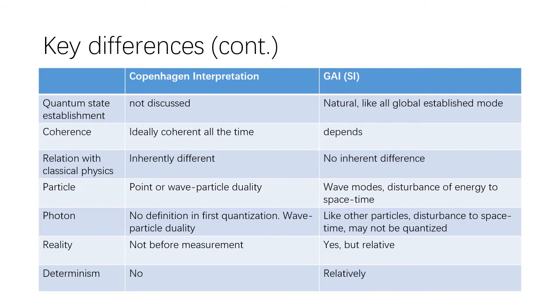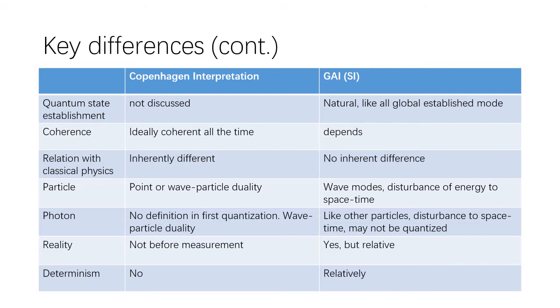But in standard interpretation, there's no such difference at all. Both are extremes of ideal approximation in the opposite direction. In Copenhagen interpretation, the definition of a particle is not very clear. Usually people think a particle is a point with wave-particle duality, together with some intrinsic properties, such as spin and the rest mass.